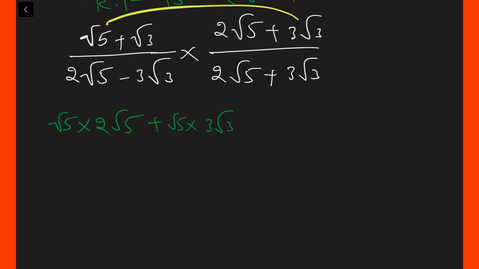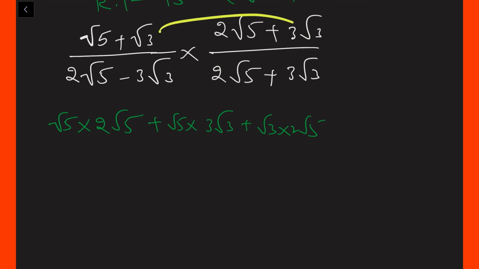Next, second number into first number: root 3 into 2 root 5. Next, second number into second number: root 3 into 3 root 3.